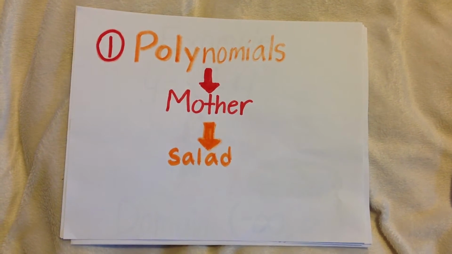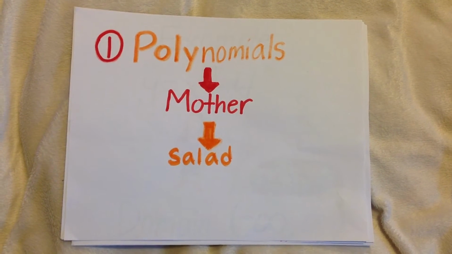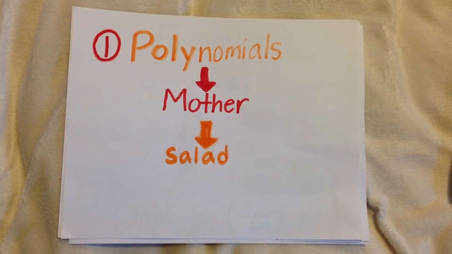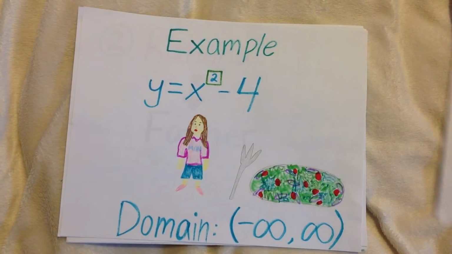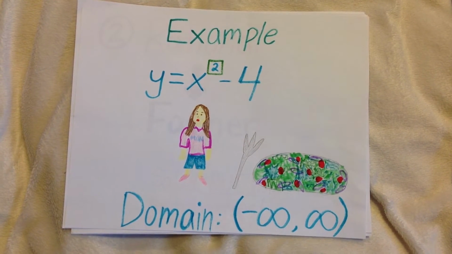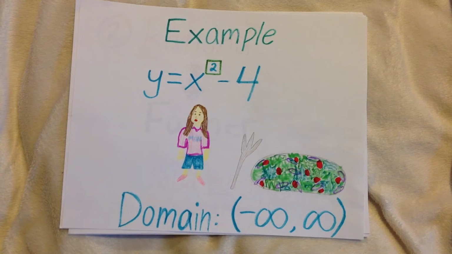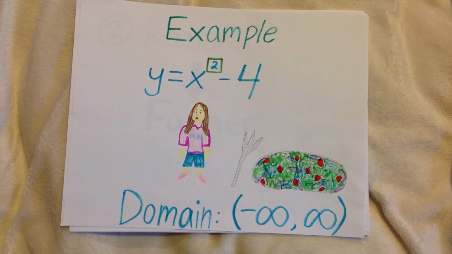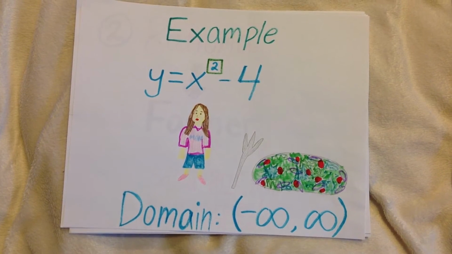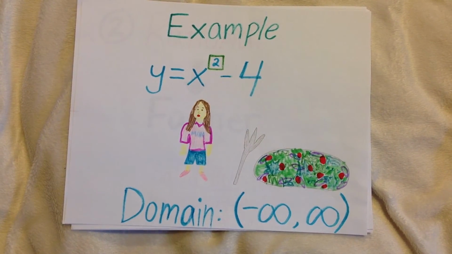If you see an equation which has a polynomial, you will associate it with the mother who's buying a salad. Here's an example. Since there's an exponent of 2, it means that mom is ordering a salad. Salad is the same as negative infinity to infinity, so the domain is negative infinity to infinity.